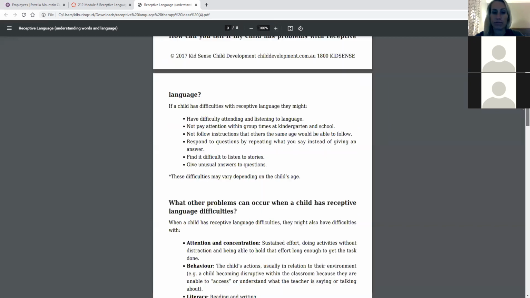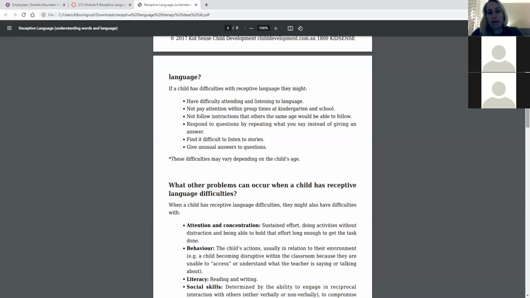So how do we tell if there's receptive language problems? A lot of times, and this can look like other things too, it's not just receptive language, but difficulty attending and listening, not paying attention within group times, not following instructions that others the same age would follow, responding to questions by repeating what you said instead of just giving an answer. Sometimes it looks like echolalia, sometimes it doesn't. They might just repeat often what you say, but it's not necessarily what we would call echolalia behavior. Or with echolalia behavior, oftentimes we know there's receptive language difficulties, or they give unusual answers to questions.